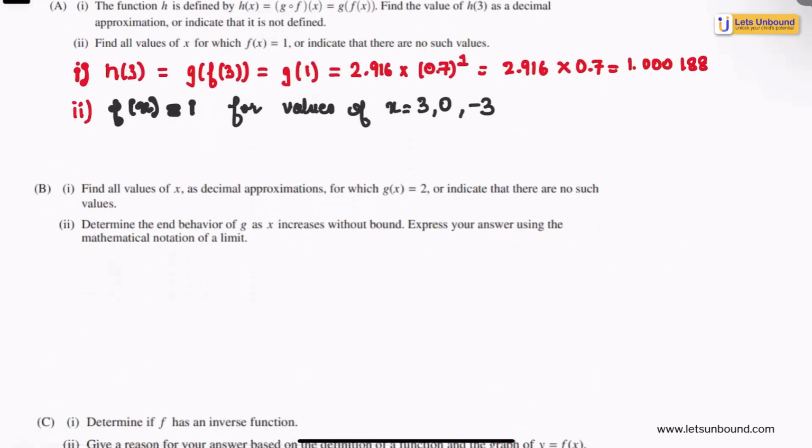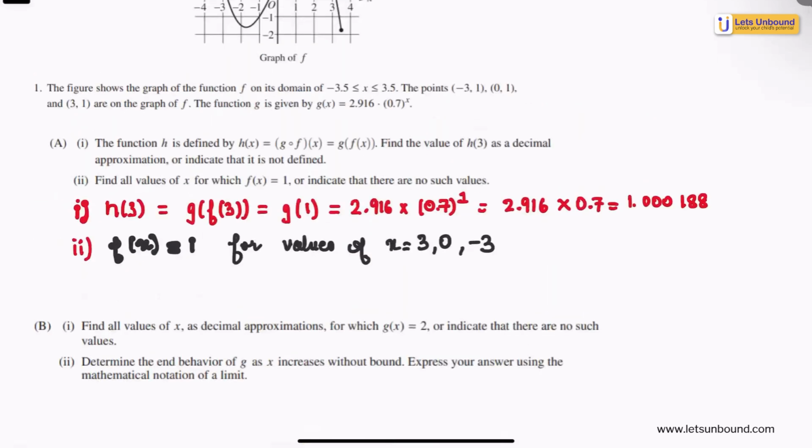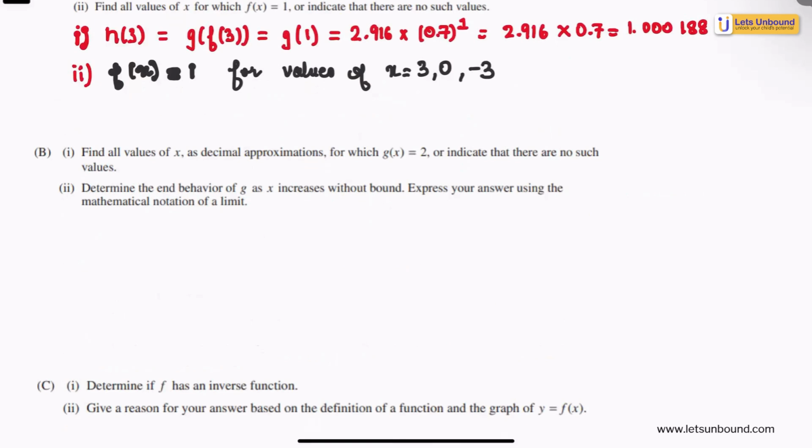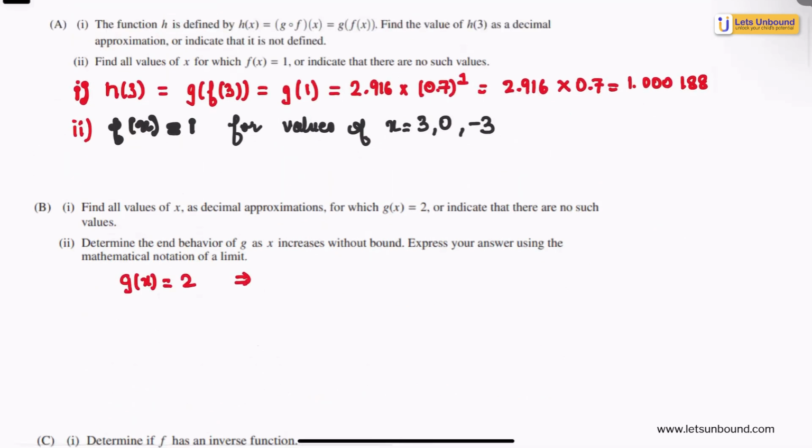It says, can you find the values of x as decimal approximations for which g of x is equal to 2, or indicate that there are no such values? For the function given as 2.916 times 0.7 to the power x, we have to find at what values of x the function g of x obtains the value 2. So we will take g of x equal to 2, substituting the function: 2.916 times 0.7 to the power x equal to 2.